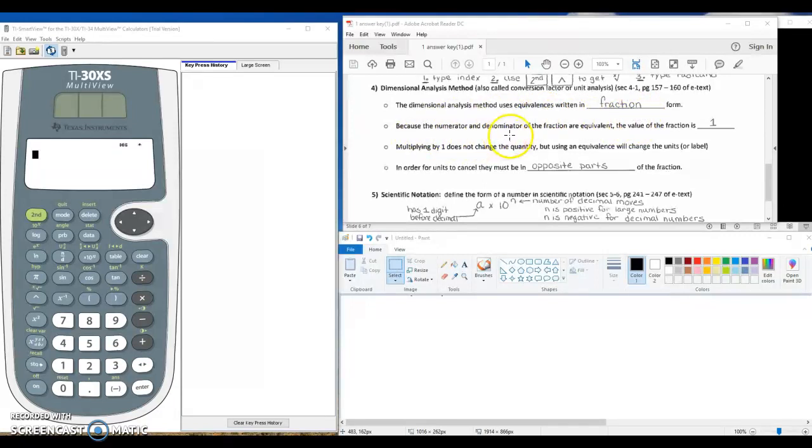Because the numerator and the denominator of the fraction are equivalent, the value of that fraction is 1. We know that multiplying by 1 does not change the quantity, but using an equivalence will change the units or the label. In order for this to work out, the units must be in opposite parts of the fraction. So that means 1 on the numerator, 1 on the denominator. Let's start by looking at just multiplying fractions to see how this all works.